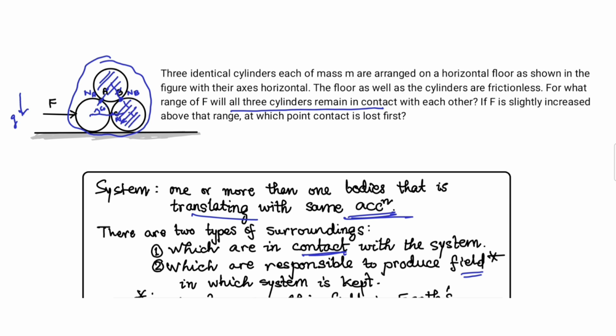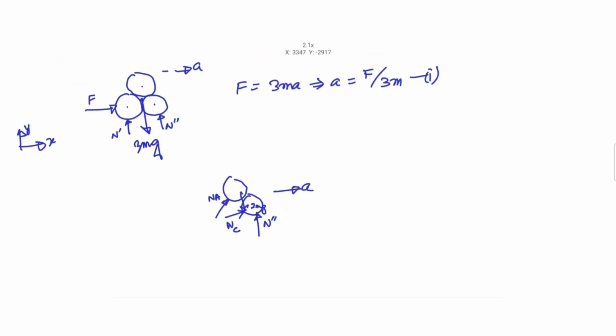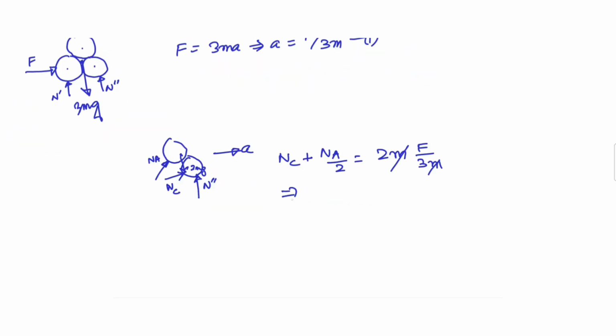Now we can draw the free body diagram of these two cylinders, the ones that I am shading. If I draw the free body diagram of these two cylinders, that is, I am considering these two cylinders as a part of my system, and I solve along x-axis, what will I get? So I can get NA by 2 plus NC equal to 2F by 3.